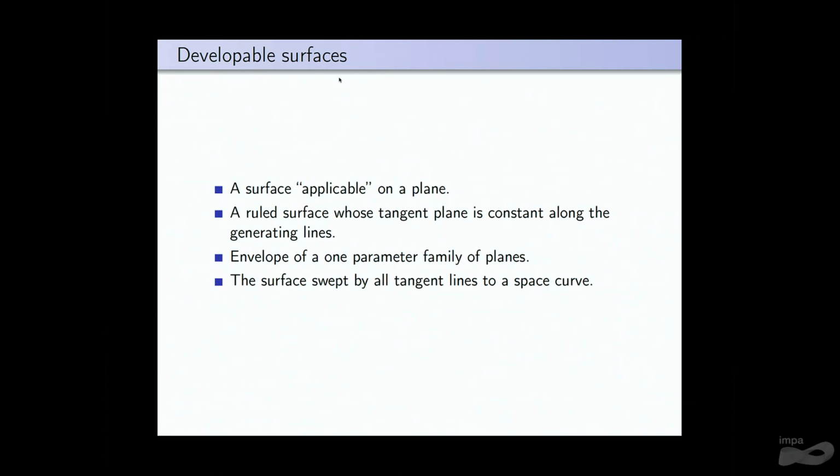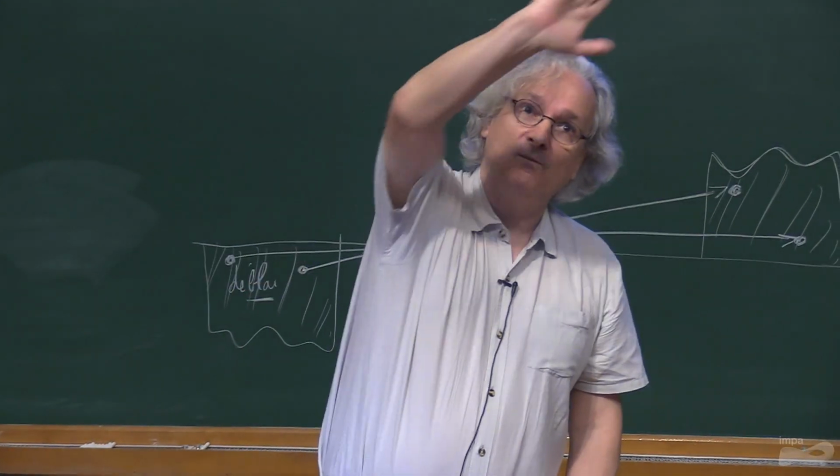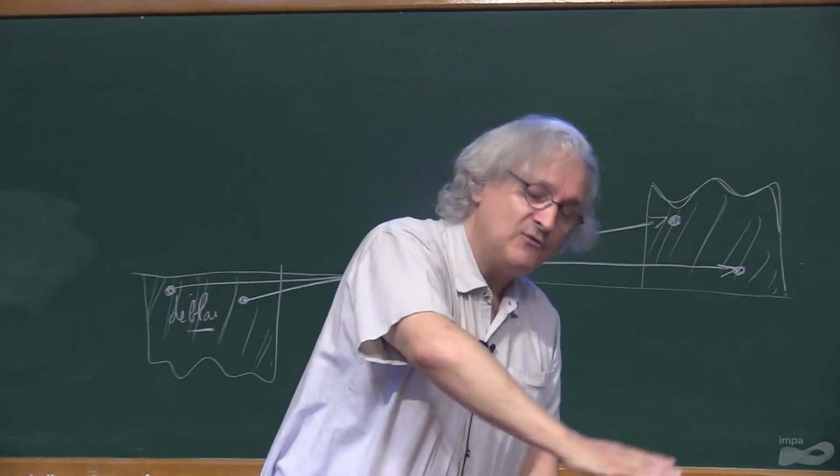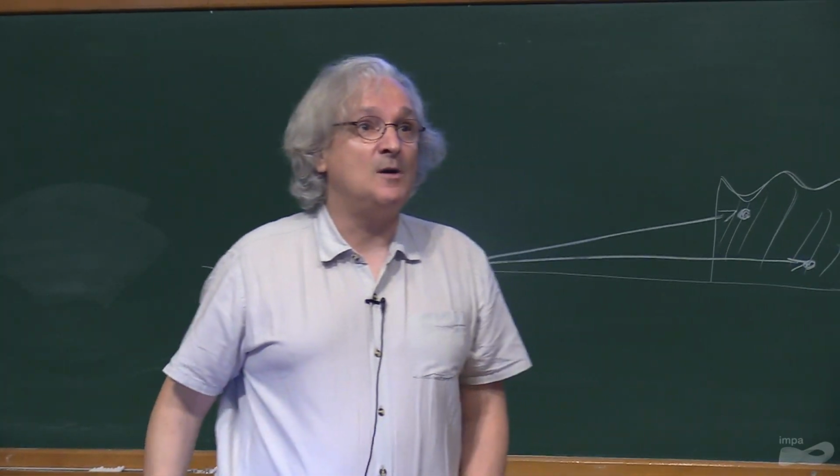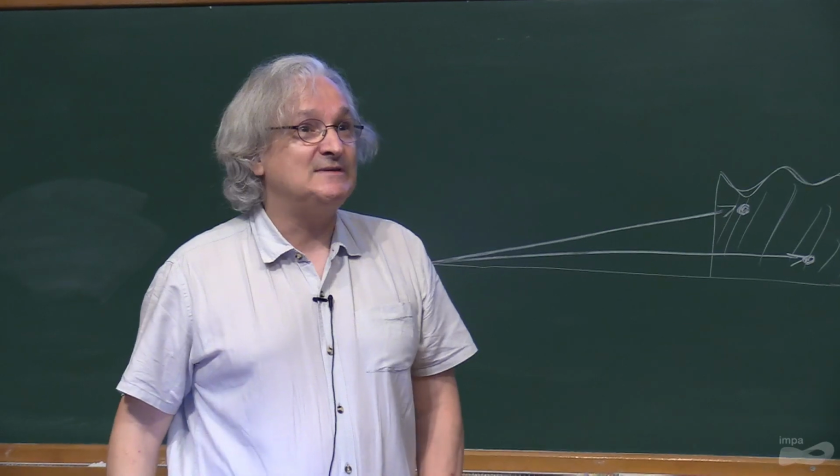You take a curve in the space. Each point on the curve, you take the tangent. And you look at the surface described by these tangents moving in space. And you get a developable surface. And all developable surfaces are done like that.